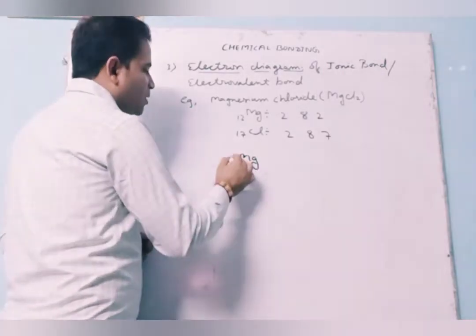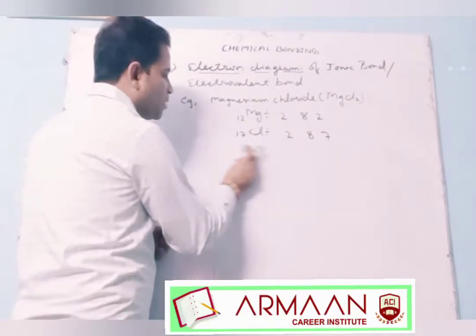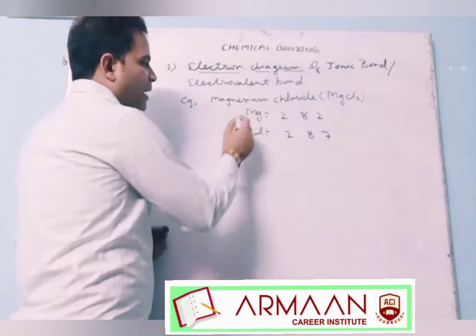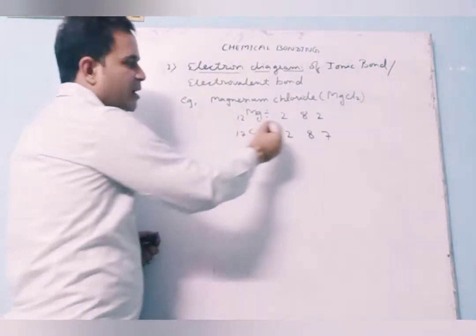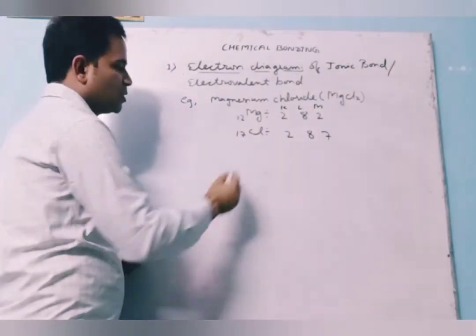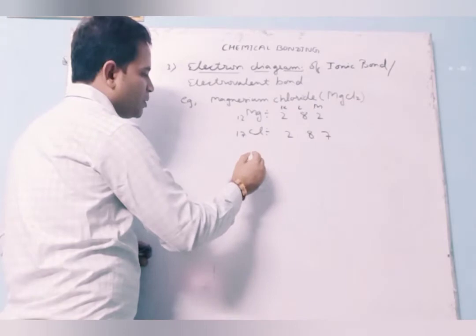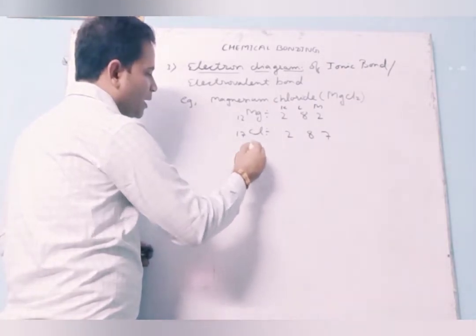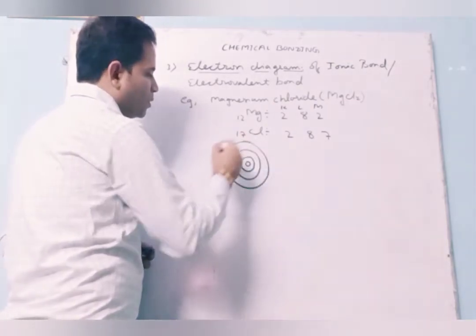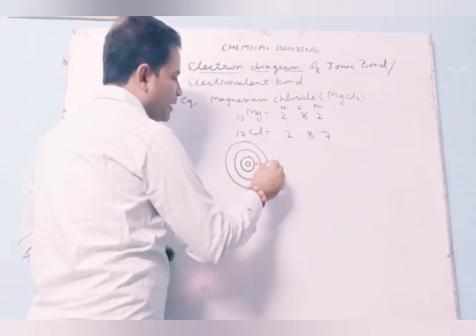We know the atomic number is 12. It is written here, so there is no need to write it again. Magnesium atomic number 12, electronic configuration KLM 2, 8, 2. So see here 2, 8, 2 in K cell, L cell and M cell.